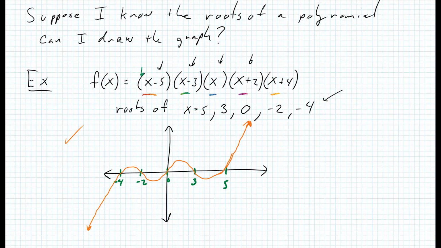So our goal is to think about, can we take a given polynomial and write it in factored form or in terms of its roots? And then can we draw the graph?